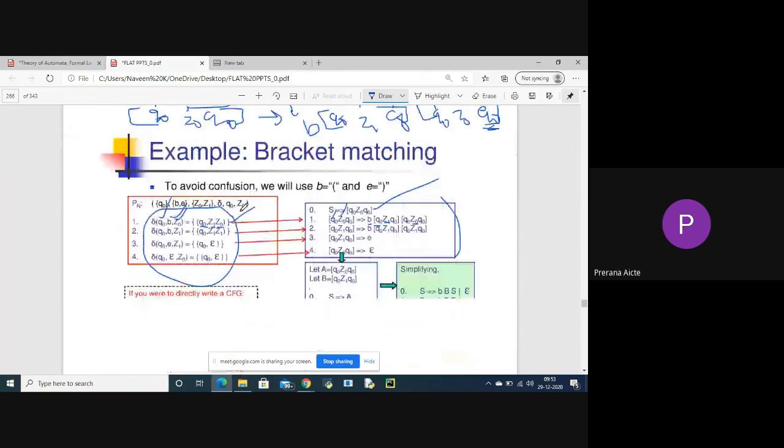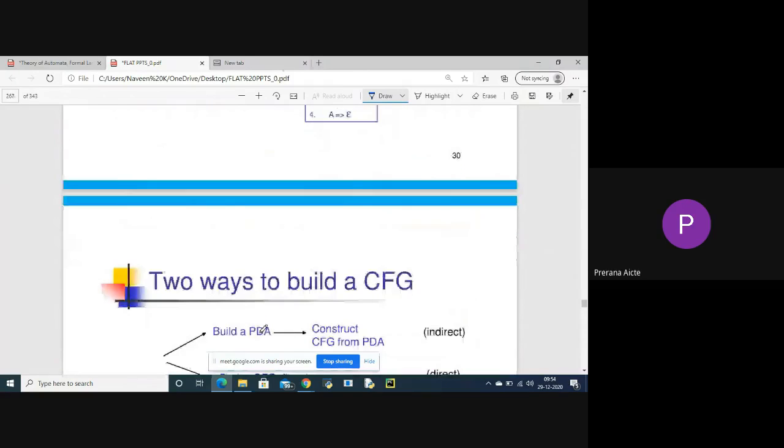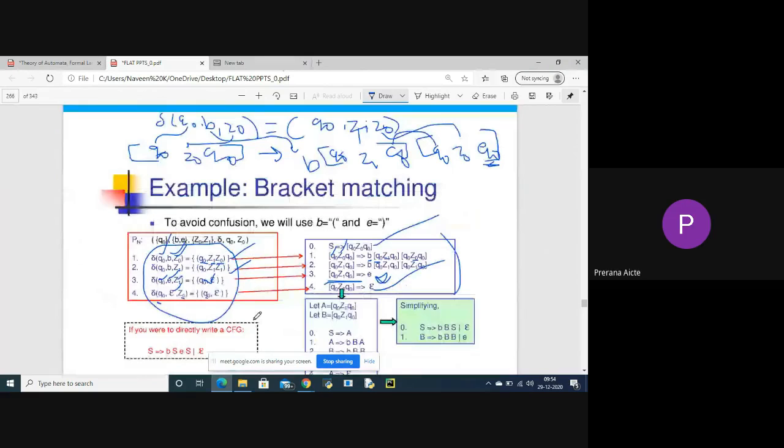And here q naught z1 q naught tends to small e. In the same manner q naught z naught q naught tends to epsilon. Okay, q naught z naught q naught tends to epsilon. This is the conversion of PDA to CFG.